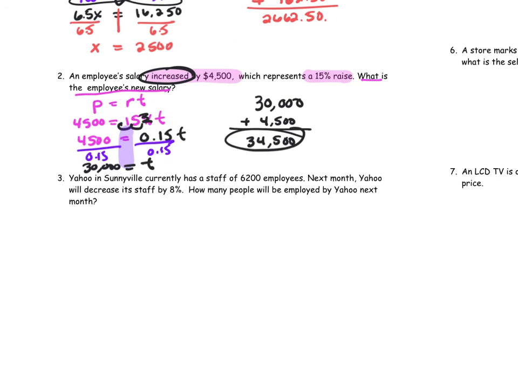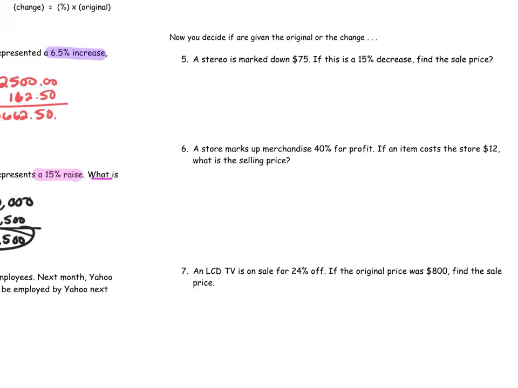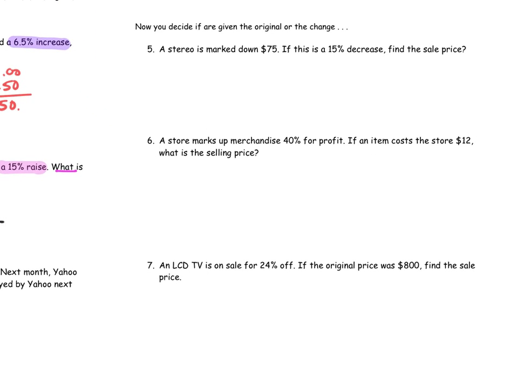If you continue now with the rest of this sheet, the next two are going to be similar to what we did on the guided notes. And then after that, you're going to be asked to figure out whether you're given the original or the change. In the equation again, P is the change and T is the original. So use either the proportion method or the equation method.